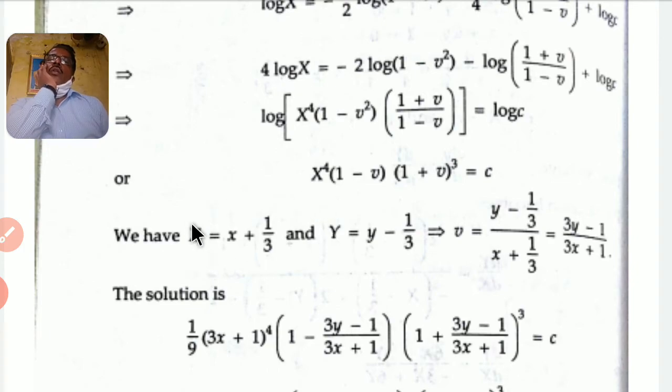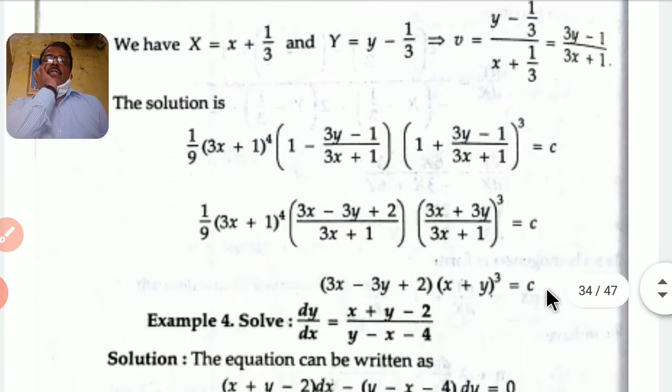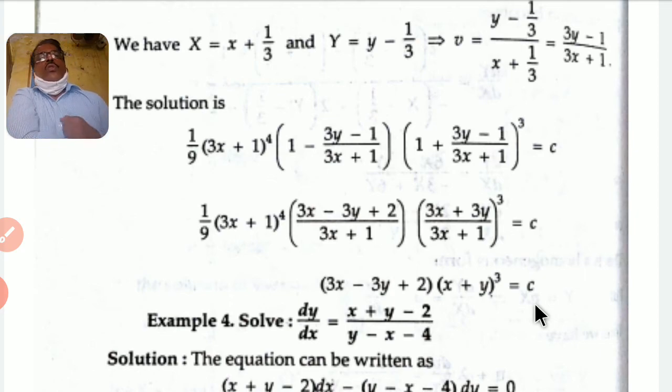And hence the solution is, after substituting all these values, capital X is equal to x plus 1 by 3 in this equation, and capital Y is equal to y minus 1 by 3, and v is equal to 3y minus 1 divided by 3x plus 1 in this equation, and we get the solution as this one. Okay, and simplifying we get this is the final solution of the given differential equation. So this is how we solve the non-homogeneous differential equation.